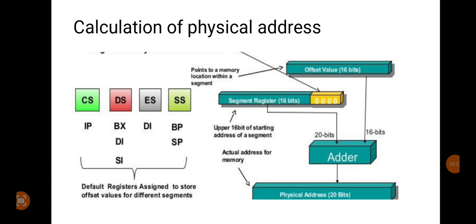Finally, we are calculating the physical address. Here we have four segments, and the default registers and offset registers are given here. Normally, each segment will hold 16-bit data. But how do we calculate the physical address? The segment has only up to 4 digits, so you should multiply it by 10, plus you should add the offset address. Then you can calculate the physical address.